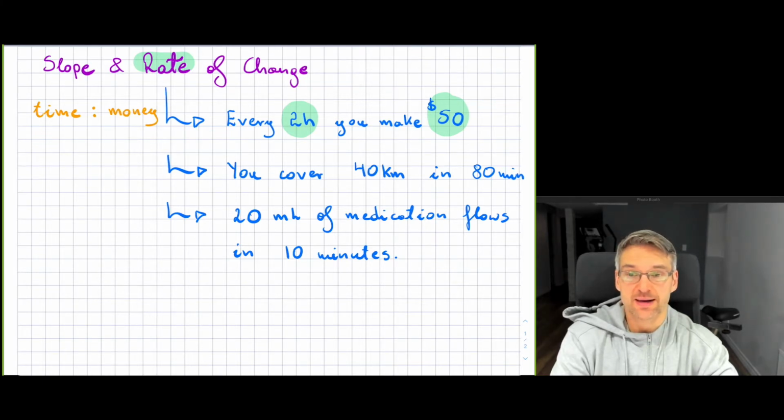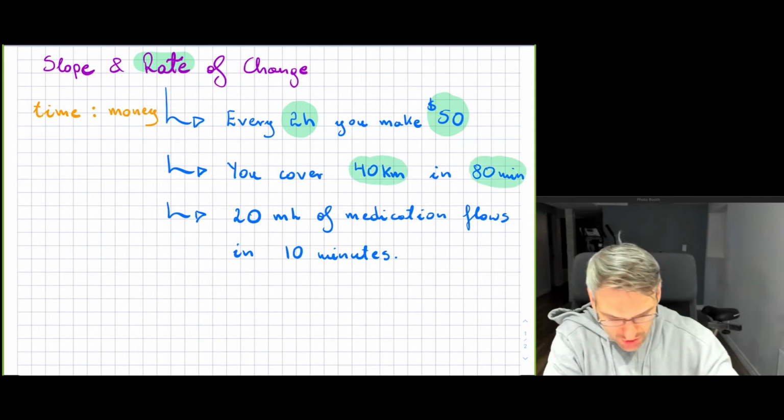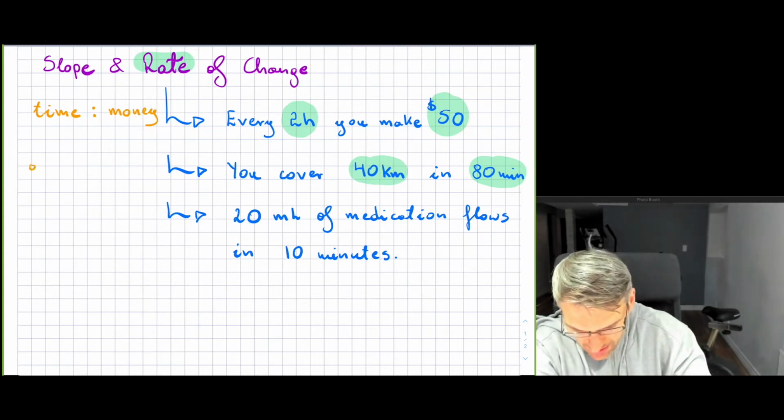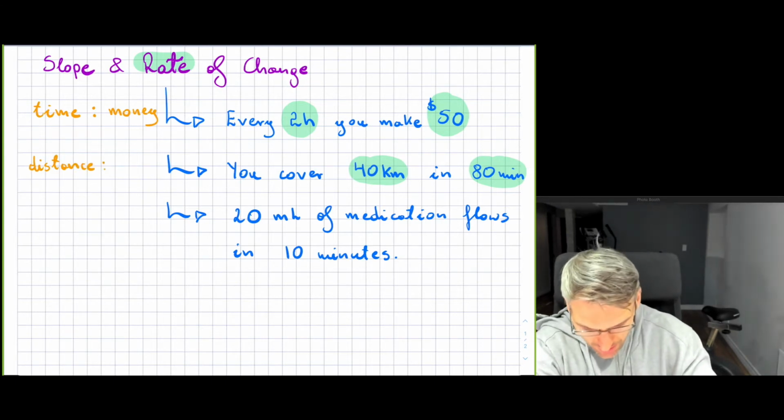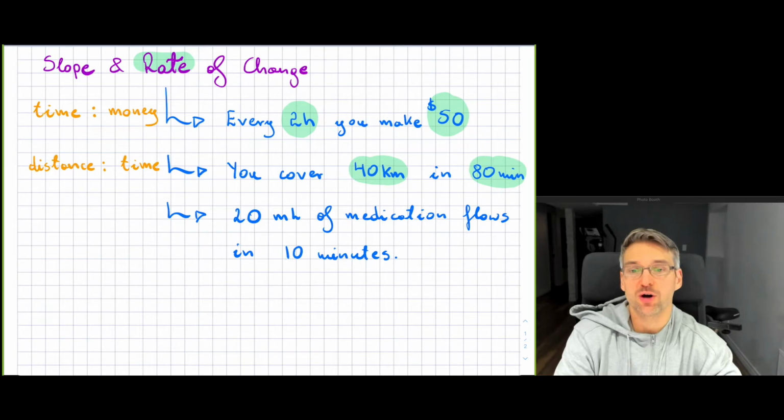In the second example, it says you cover 40 kilometers in 80 minutes. Again, the rate is a comparison between two different quantities. Here, we have our measurements of 40 kilometers and then 80 minutes. The 40 kilometers represents distance of some type, or maybe some height, and we are comparing it to time. Those are the two quantities that we are comparing, and it's just telling us a rate. Basically, how quickly we're covering the distance and how long it takes us.